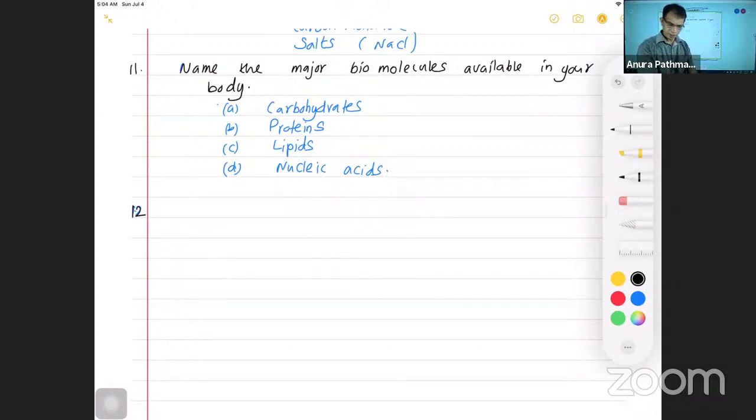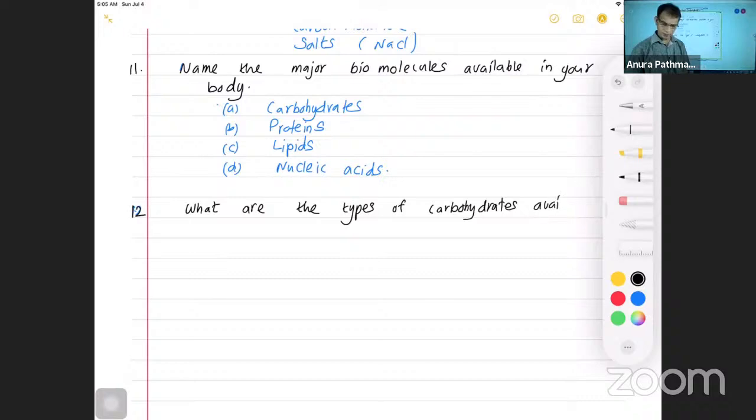Question number 12. Name the major biomolecules available in your body. And let's discuss carbohydrates. What are the types of carbohydrates available?